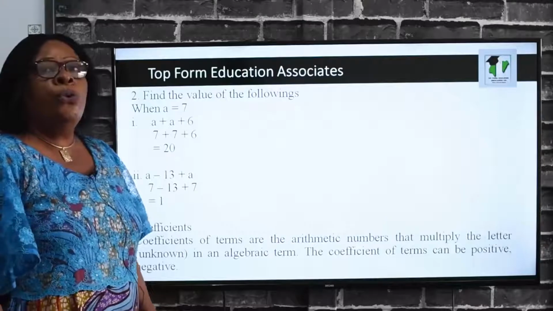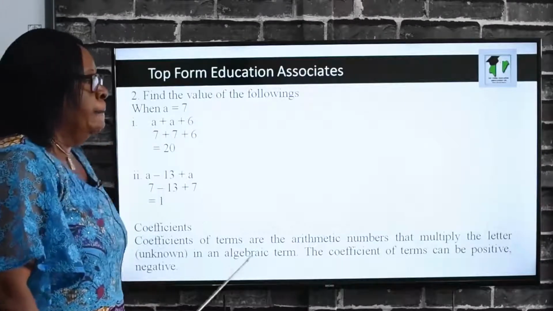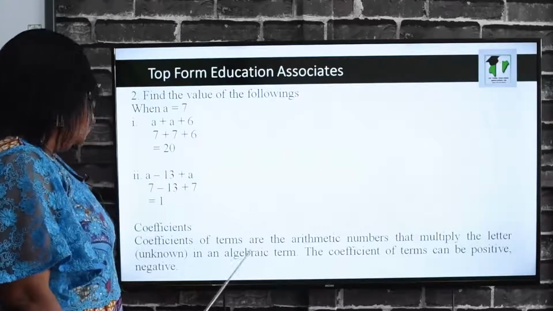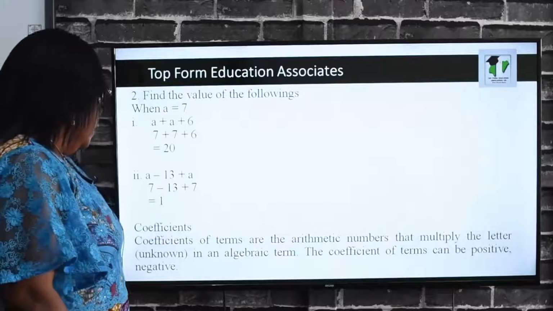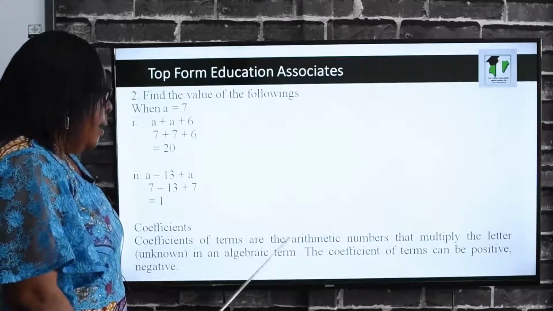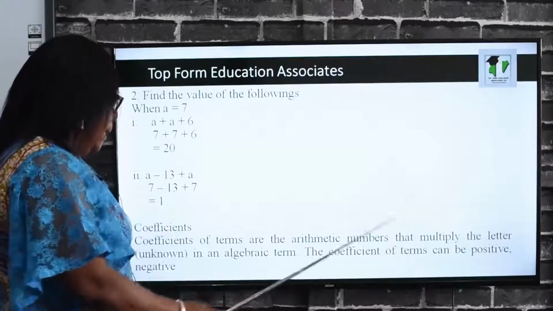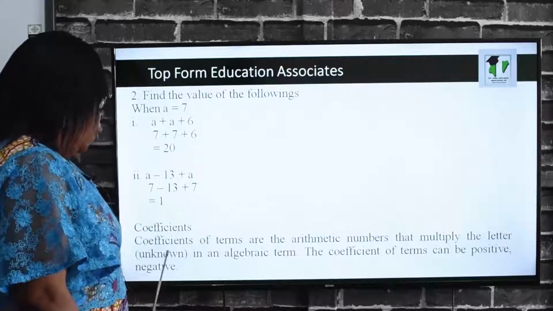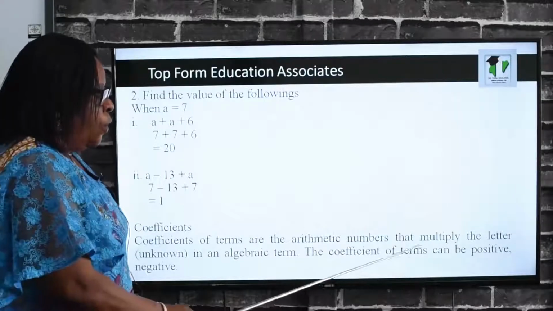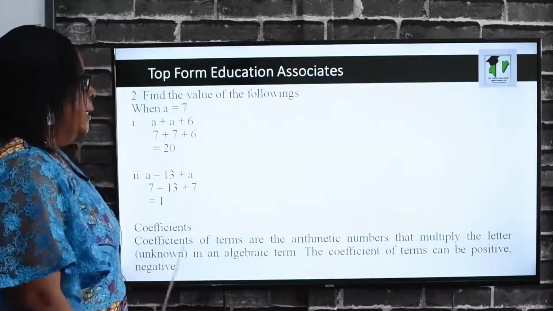We get to the next subtopic, which is coefficients. So what is a coefficient? The coefficients of terms are the arithmetic numbers that multiply the letter, which is the unknown, in an algebraic term. The coefficient of terms can be positive or negative.